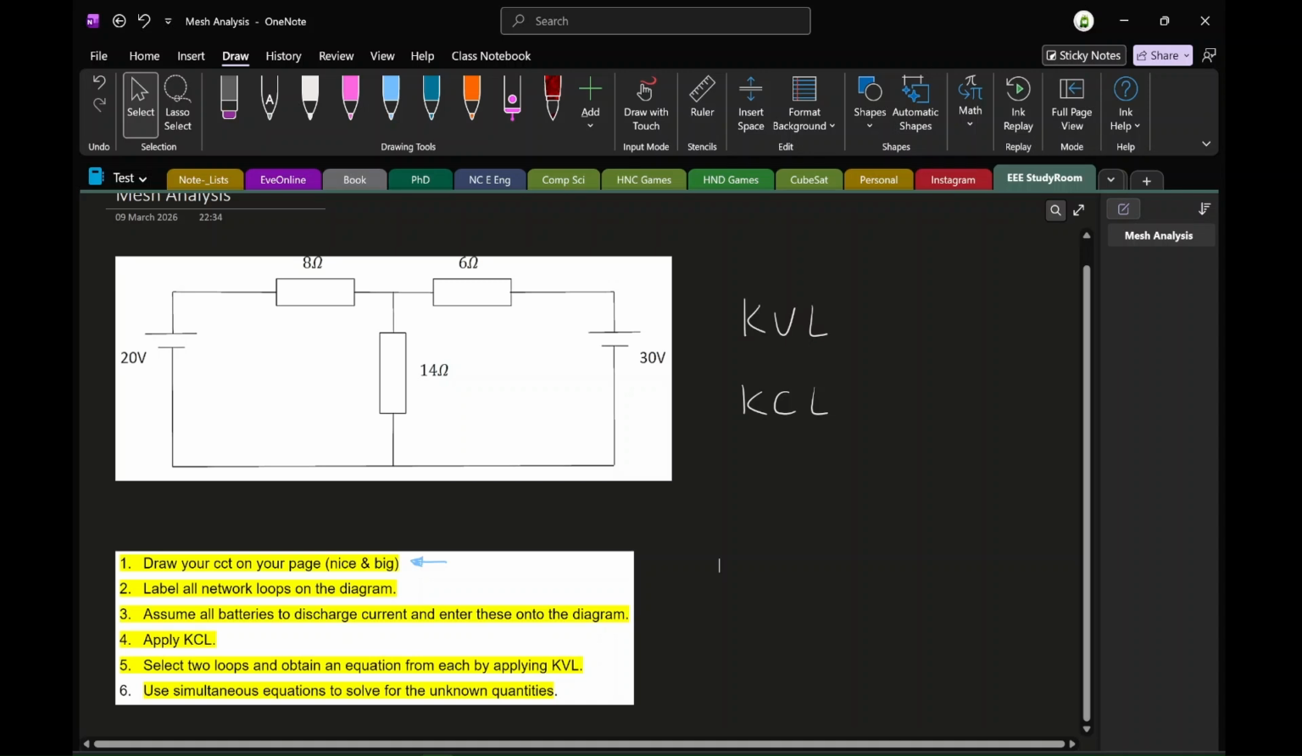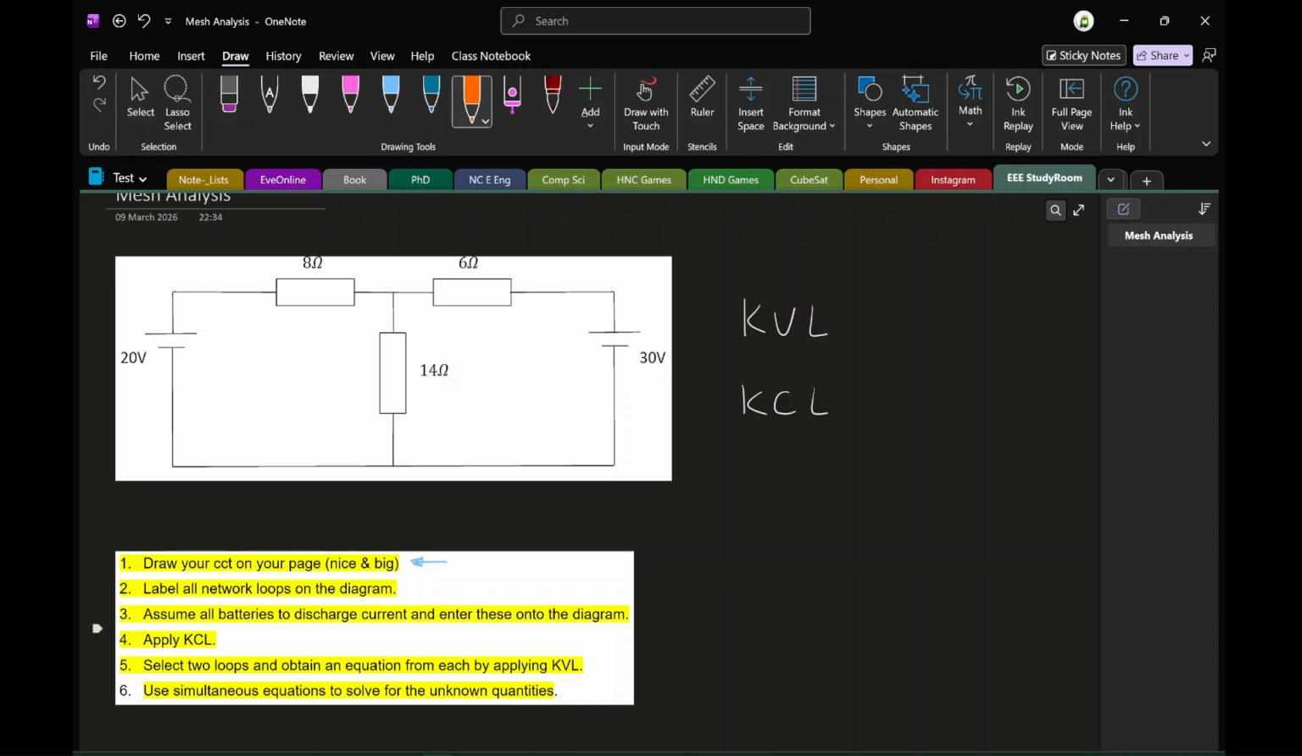So, draw your circuit nice and big on your page. It helps you to annotate the circuit well enough. Label your network loops on the diagram. So what I'm going to do is consider two loops. Now we know from the polarity of this cell here that the conventional current is going to flow out in this direction, and the same with this one. So two cells pointing in the same direction, the currents meeting.